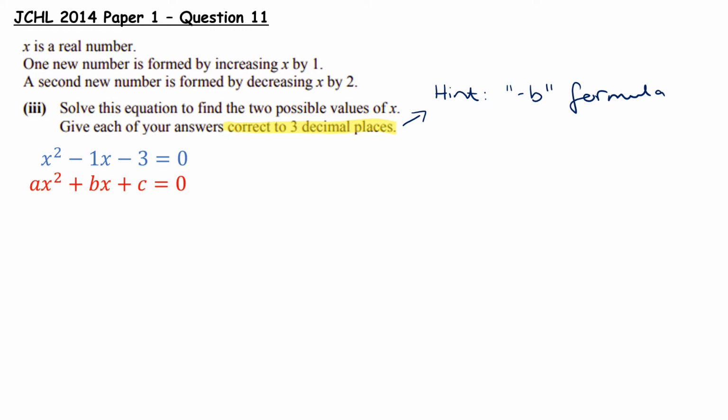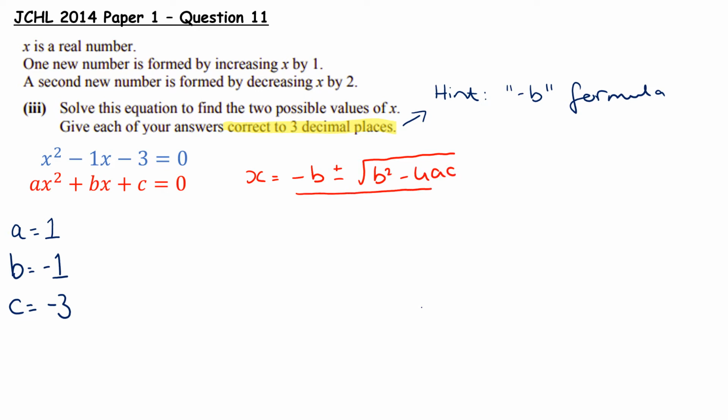So to do that, we have ax squared plus bx plus c. So a equals 1. It's the coefficient of x squared. B equals minus 1. Watch your signs. The coefficients have to take in the signs. And c equals minus 3. The formula is x equals minus b plus or minus the square root of b squared minus 4ac, all over 2a.